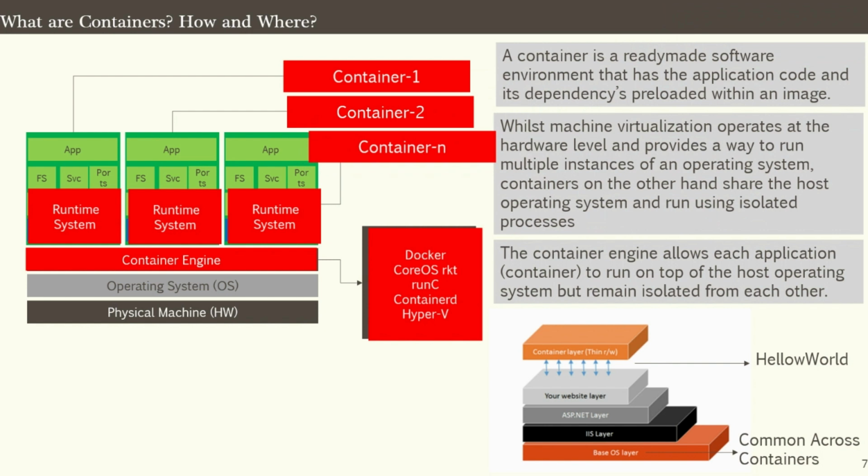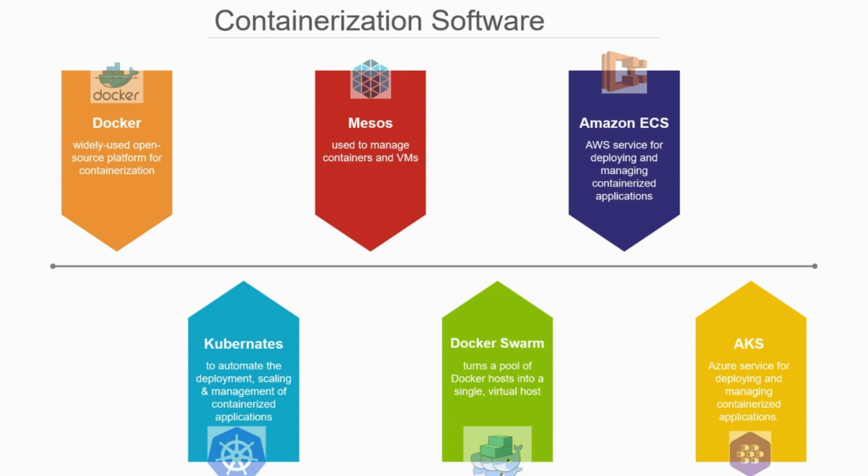Now let's see what containerization software is available. There is a lot of containerization software, but these are the six popular ones. This containerization software, also known as container orchestration software, is a type of software that is used to manage and automate deployment, scaling, and management of containers.